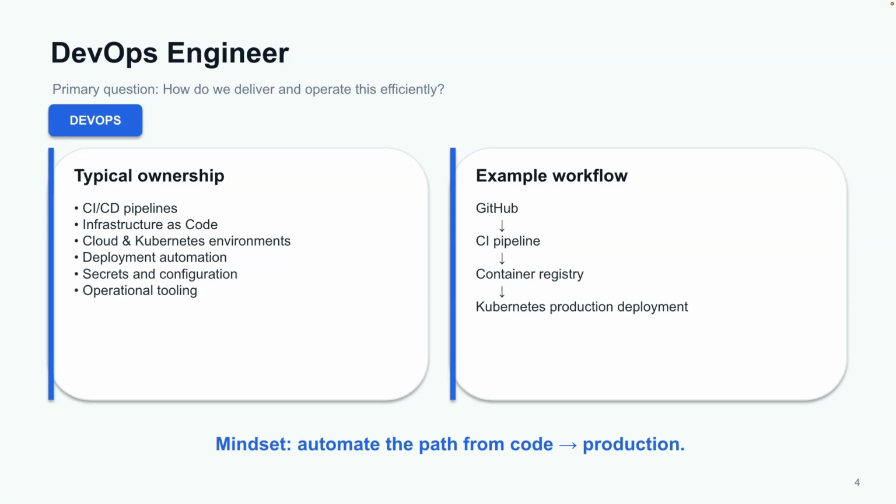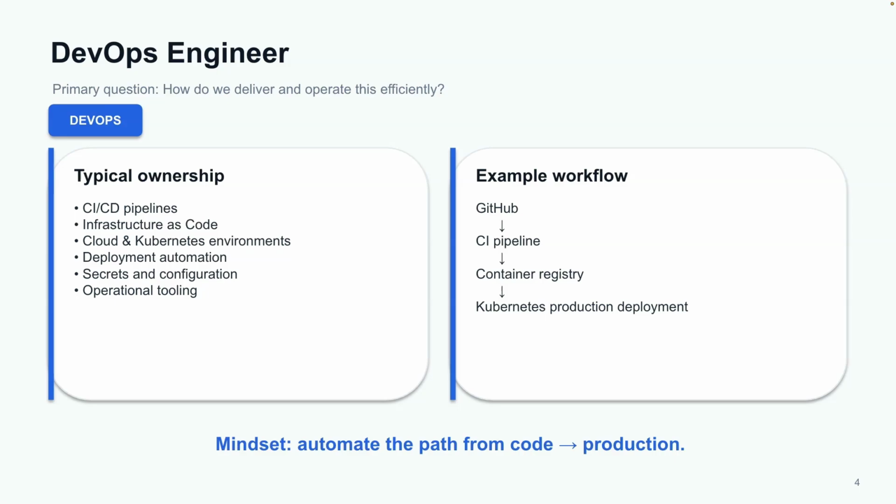So the typical question is, how can I automate getting this application from source code to production? The common skills or the common path is your GitHub, CI/CD pipeline, container registry, and the Kubernetes production deployment. Now, this is all about DevOps, which means how do we deliver and operate this efficiently? So the complete mindset is to automate the path from code all the way up to production.